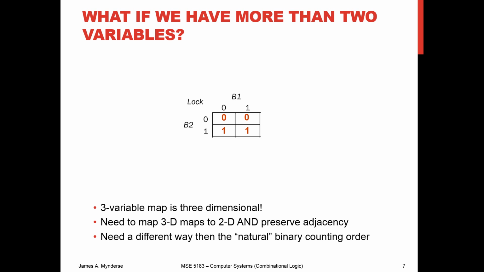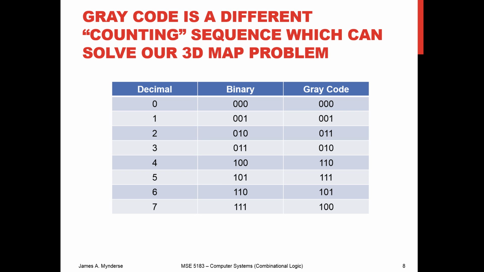Well, we need a different way to count. Right now we're counting with binary, 0 and 1, but we'd like to be able to count in a non-binary way, and that will enable this translation. How are we going to do it? Well, we'll do it with what we call gray code. Gray code is also a counting sequence. It looks like binary, but it's not quite binary.